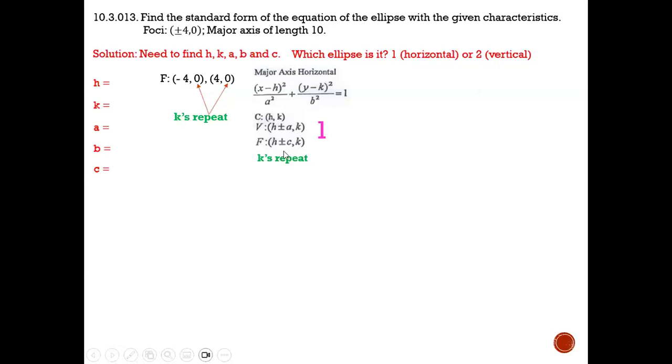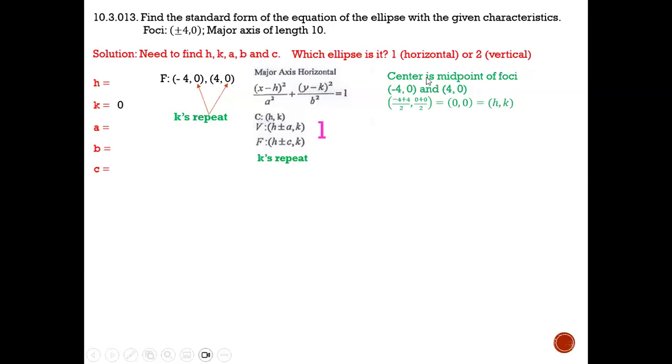So we have major axis horizontal. These are the equations we're going to use, okay? So foci is h plus or minus c, and k, the second coordinate is k, so we know that we found k. Okay, we know that value.